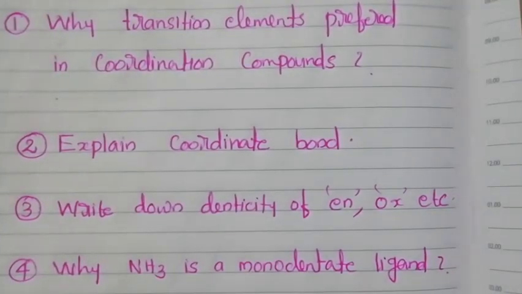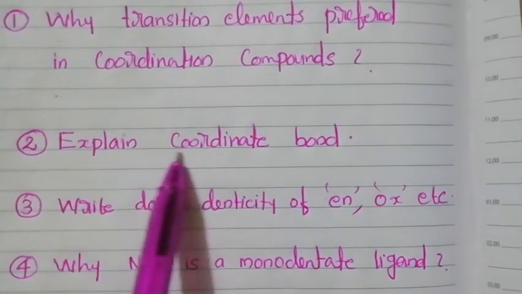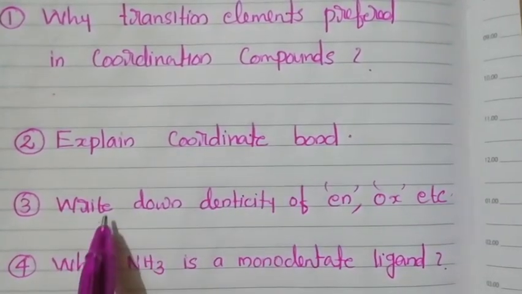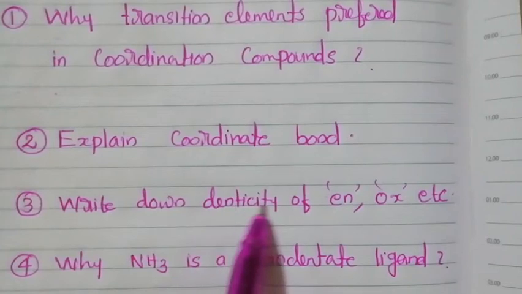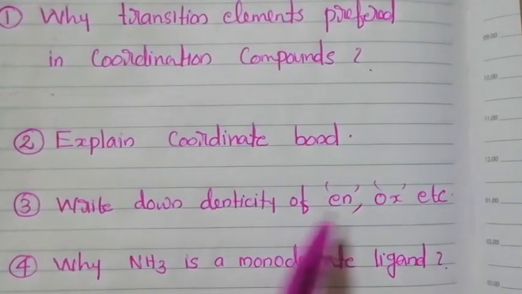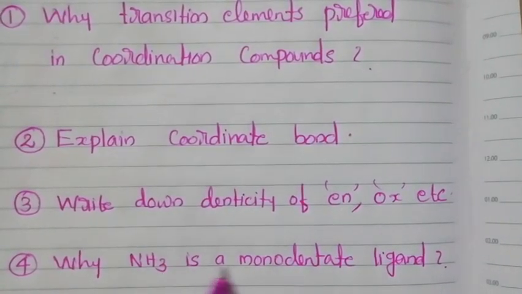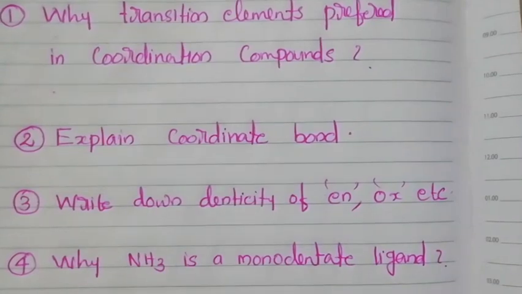See the first question: why are transition elements preferred in coordination compounds? Write down the questions in the notebook, write the answers, and post them in the Google Classroom. Second, explain coordinate bond. Then write down the denticity of EN, OX, etc. And last, why NH3 is a monodentate ligand. The classification of ligands is actually not over; that will be continued in the next session.